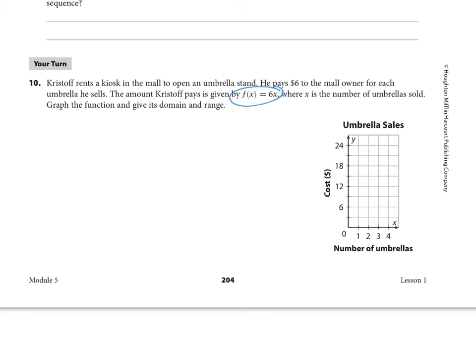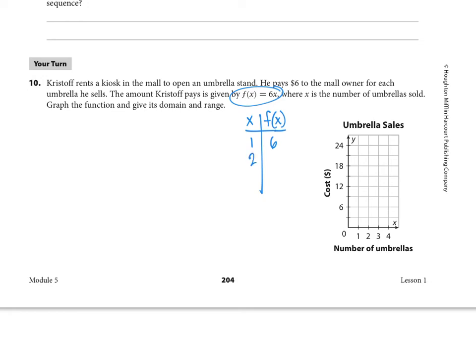So here's my function right here, f of x equals 6x. So it's already an input-output type of function. It's already in my y equals form, so I don't need to do much there. So if he sells one umbrella, 6 times x or 6 times 1, he'd have to pay $6. He is the one selling it, so he's getting this money, but he has to pay the mall owner $6. So maybe he sells it for 10 or 20 bucks so that he's making some money. But he gives the mall owner $6 for every single umbrella that he sells.